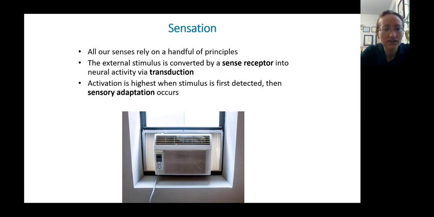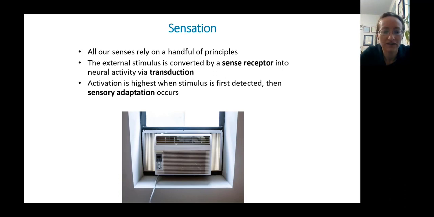So all your senses rely on a handful of principles. Basically, the external stimulus is received by a sense receptor. So there are touch receptors in your fingers. There are light receptors in your retina. There are receptors in your ear that respond to vibrations. Okay. And then the activation of those receptors will be converted into neural activity. Okay. And into that electrochemical signaling language of your nervous system.